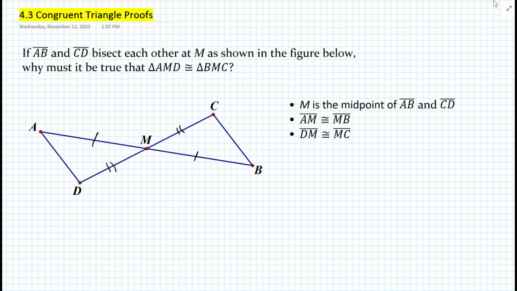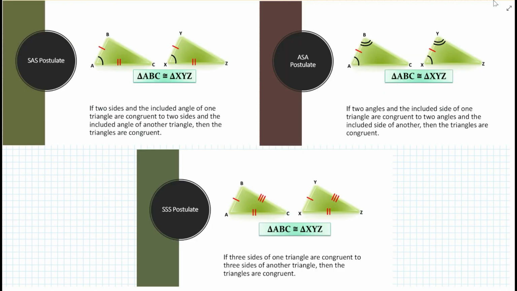Now, our goal here is to somehow determine if triangle AMD is congruent to triangle BMC. And how do we do that? We want to think about one of the postulates that we developed during one of our previous lessons. Basically, the postulates are the SAS postulate. If you have two sides and the included angle of one triangle that are congruent to two sides and the included angle of another triangle, then the triangles are congruent.